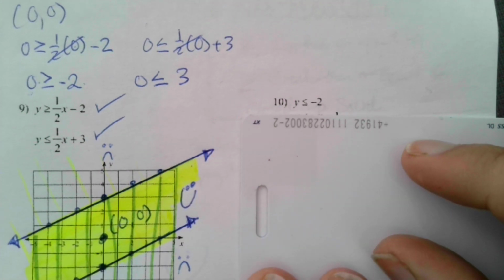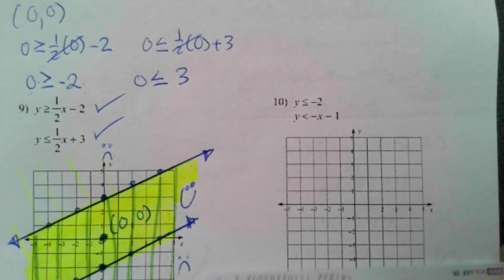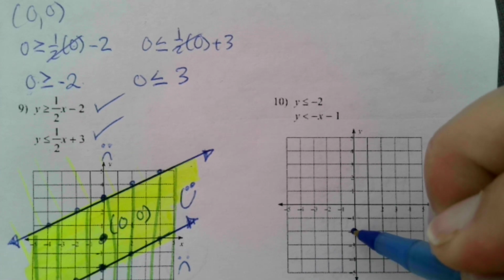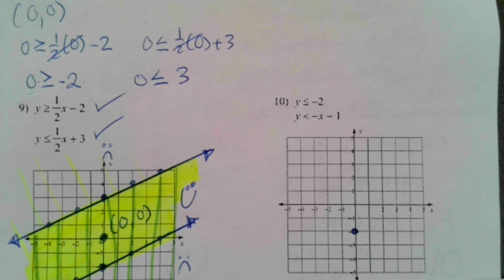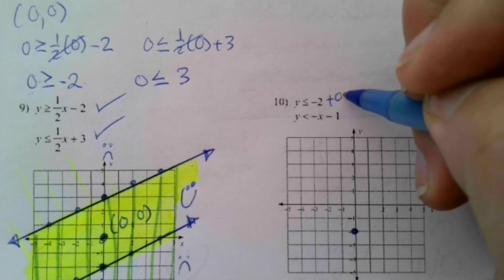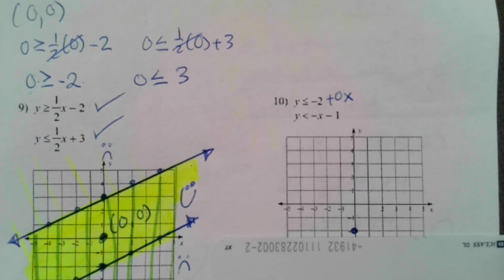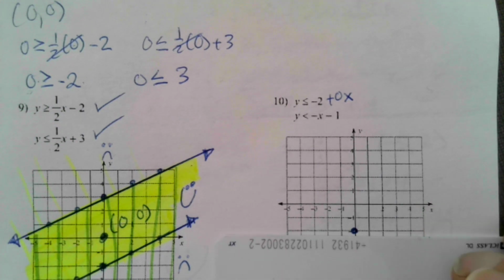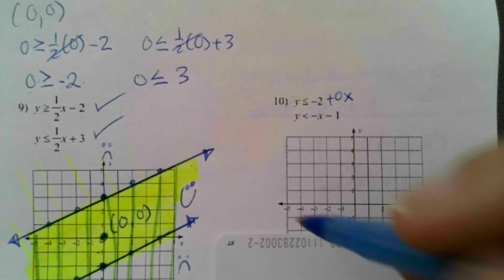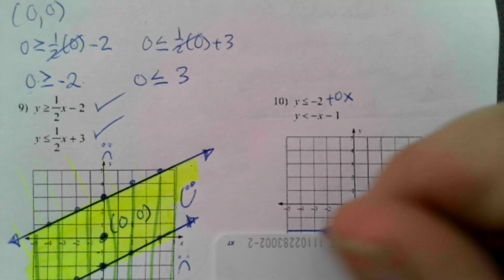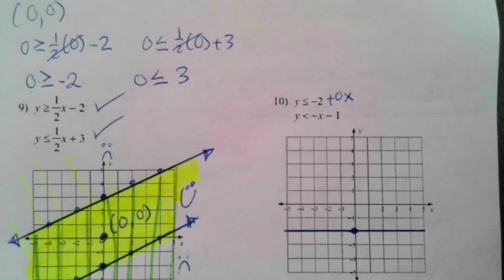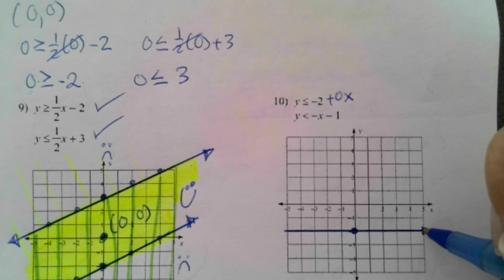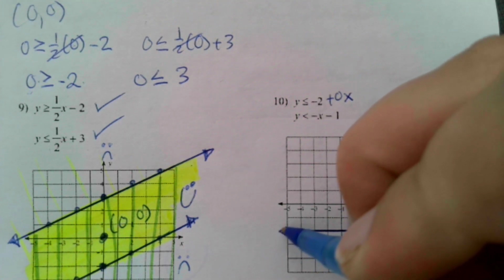So what's my y-intercept on number 10, y'all? -2. Put a dot. Are there any x's? So that means it's like 0x, which means my slope is flat, like the horizon. Solid or dashed? Put the arrows on.